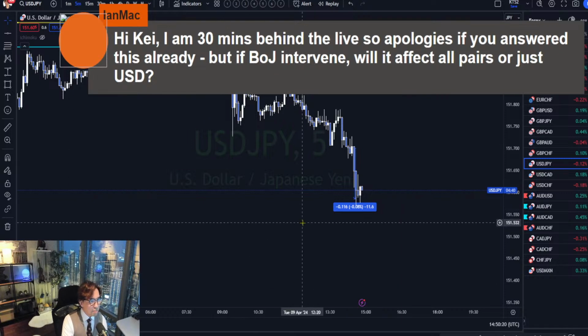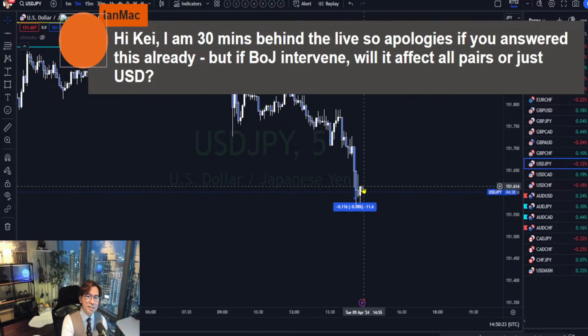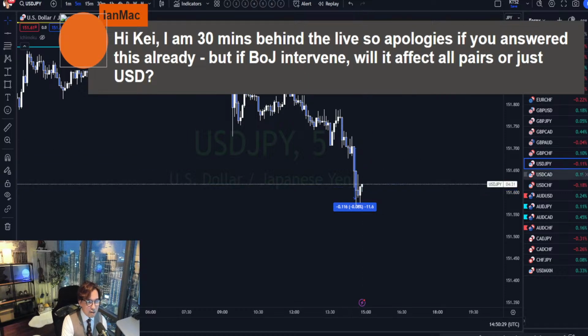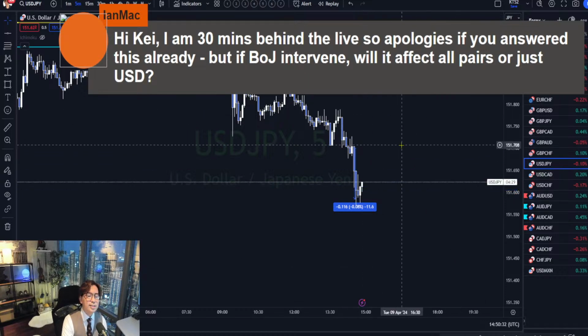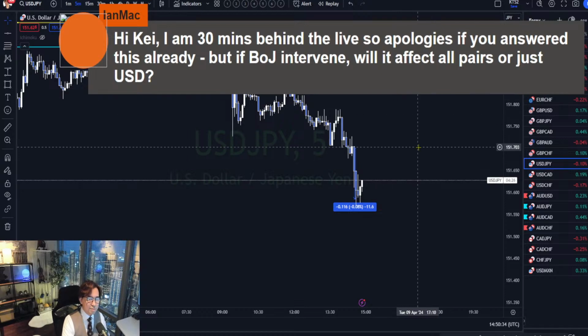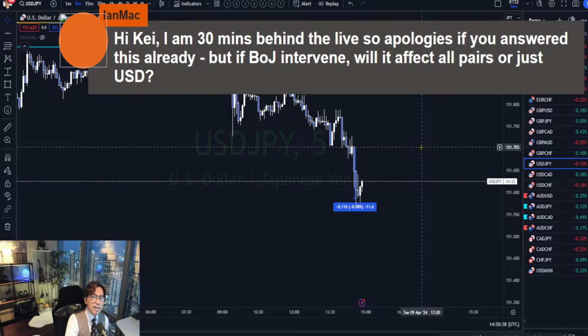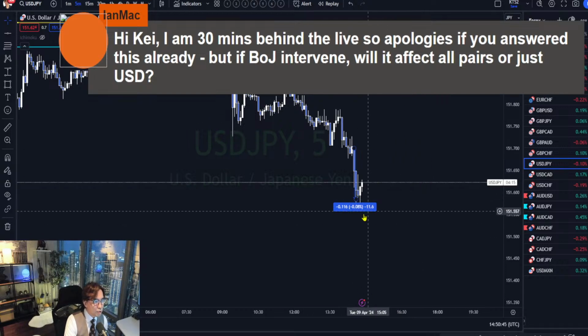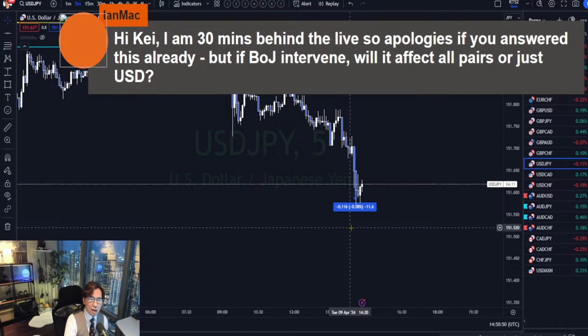So USD JPY will be affected the most, but because they sell USD and buy JPY, the other JPY pairs will go down also, and USD may be bullish too. So it affects the other markets, and indirectly, it may affect other markets too. But the most impact will be on USD JPY, and the other JPY pairs also could be affected.